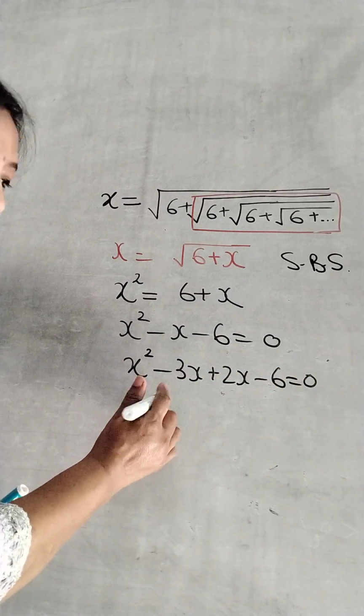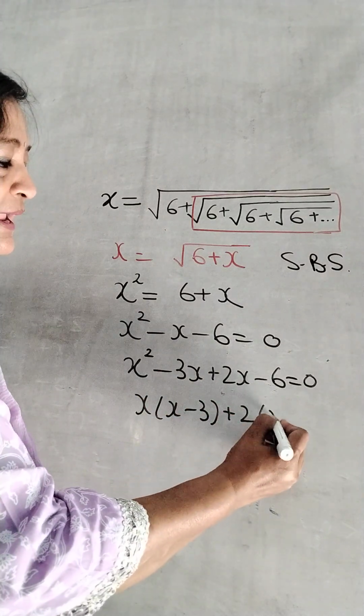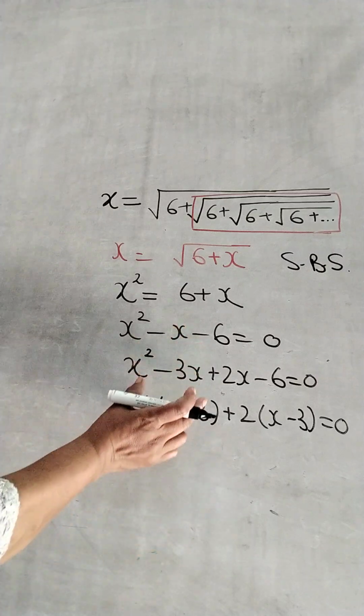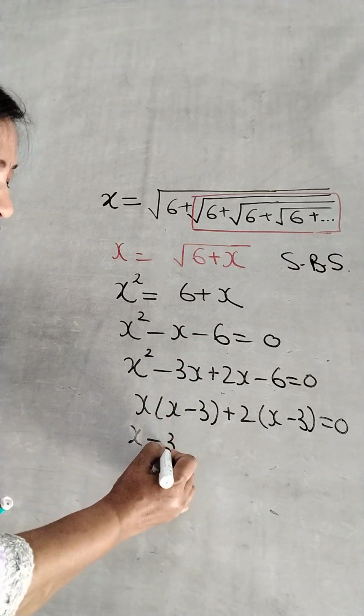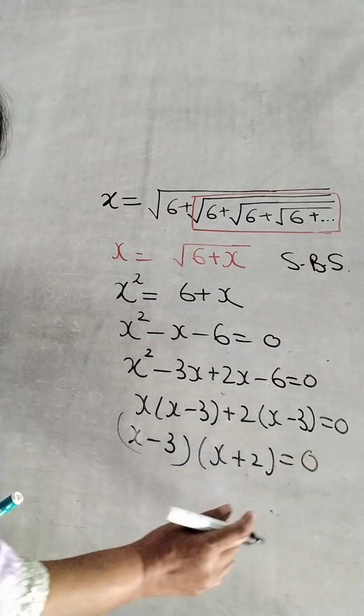ये स्प्लिटिंग बहुत आसान होनी चाहिए आपके लिए. इसका मैंने शॉर्टकट में एक शॉर्ट्स में वीडियो भी अपलोड कर रखा है, जिसमें आप डायरेक्ट ये फैक्टर्स तक पहुंच सकते हो. x माइनस 3 x प्लस 2 इज इक्वल टू 0.